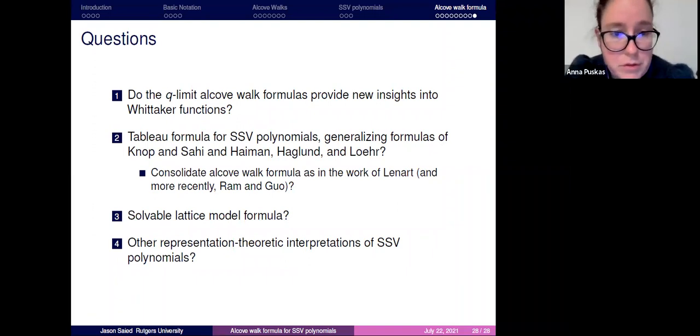I have a question. Do you understand the relationship between the combinatorial formula this produces for Whittaker functions, or Iwahori Whittaker functions in the limit, and some of the existing combinatorial formulas like crystals or Littelmann paths? Right, so I haven't written that out in detail. I expect that these should sum to those, similar to how the alcove formula sums to the tableau formula. But I haven't written it out. I haven't proven it.